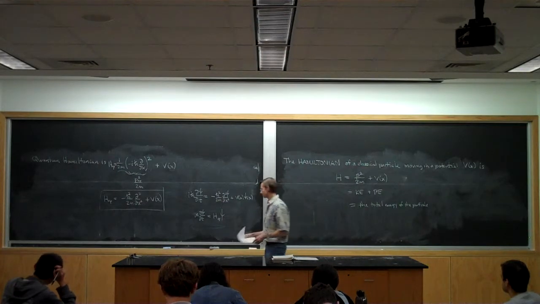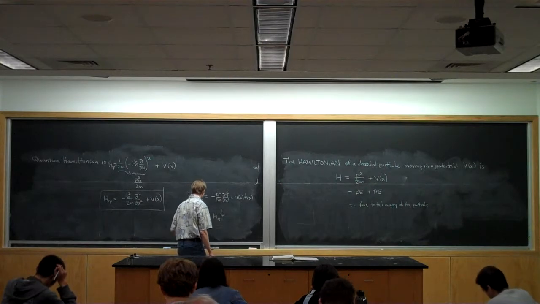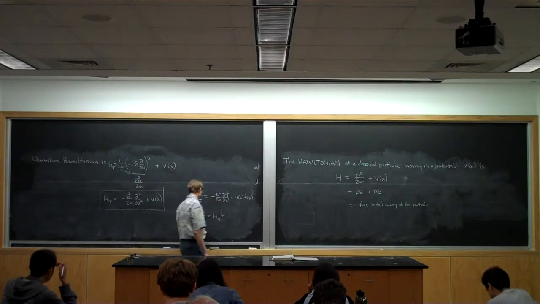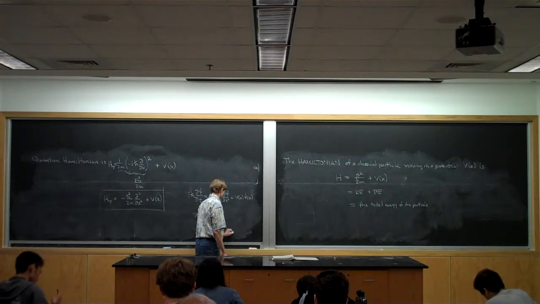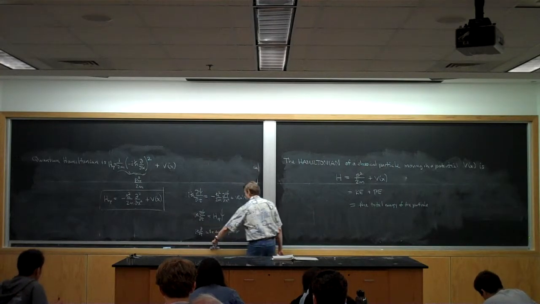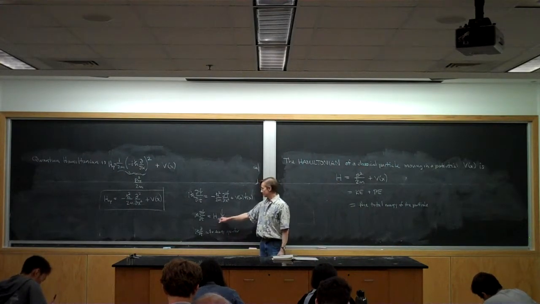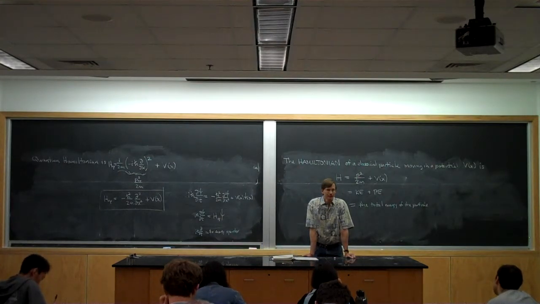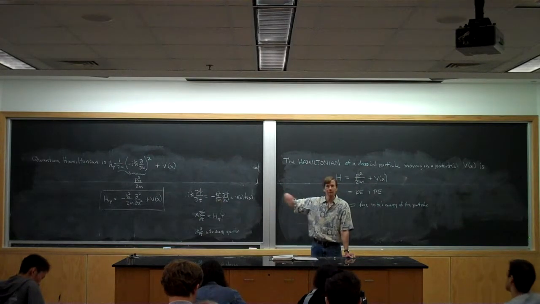And so this suggests that i h bar d/dt represents the energy operator, and in fact that's true. And furthermore, it suggests, and it's true, that if you want a wave function to have a definite value of the energy, it needs to be an eigenfunction of H, or of i h bar d/dt. It is that too, as we'll see when we look in general.